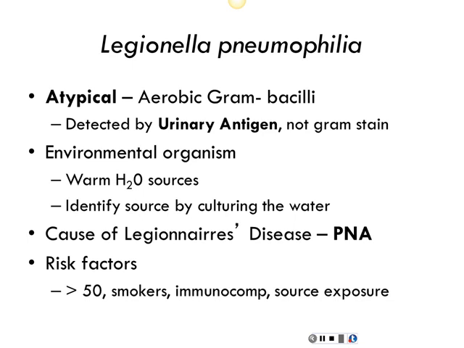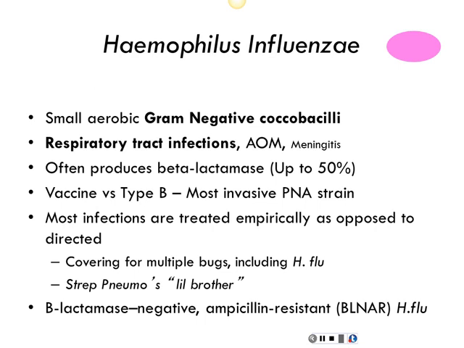Haemophilus influenzae. Again, upper respiratory infection, gram-negative cocobacilli, which makes it tough to differentiate on a gram stain, and it doesn't gram stain that well to begin with. It often produces beta-lactamases. It's really taken over a lot of the upper respiratory infections that we used to see with strep pneumonia. So we started using the 13-valent pneumococcal vaccine, which has really reduced the amount of pneumonia that we see in our adolescents, and so that's where H. influenzae has really moved into. So it's like strep pneumo's little brother.